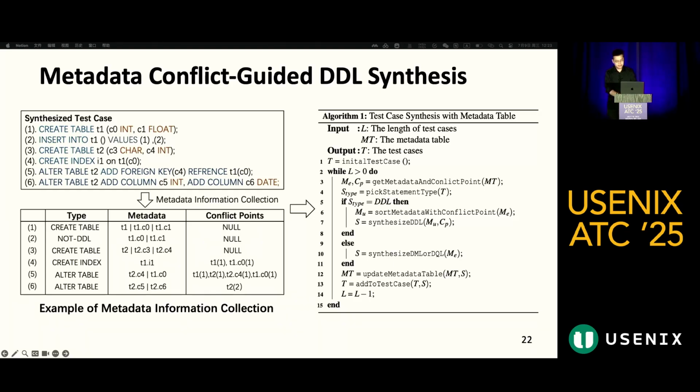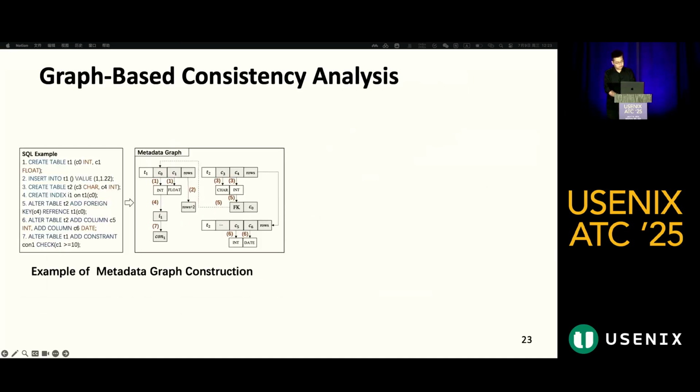For each statement, it chooses the type, sketches the structure, and fills in objects from the metadata, iterating until the test case is complete, following the algorithm shown in red. After generating test cases using the metadata conflict guided DDL synthesis, DDLumos distributes the test cases across multiple client threads while controlling concurrency based on the sequence of these statements. Besides, DDLumos employs graph-based consistency analysis to verify the correctness of test case execution results.